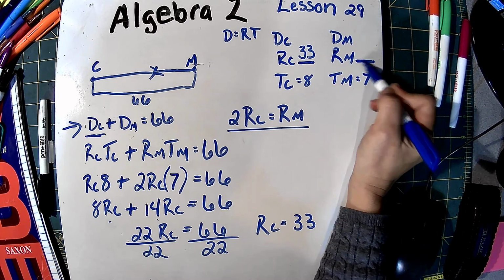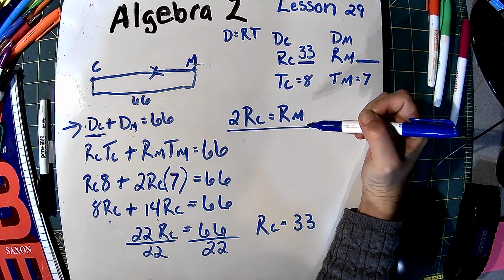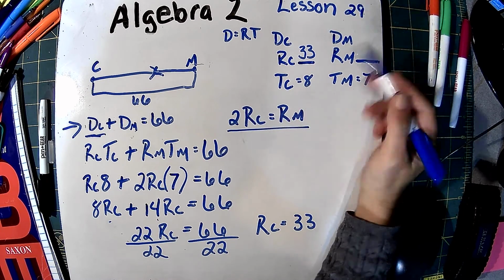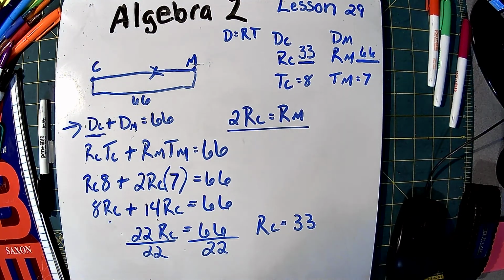We're not done yet. We still have to figure out the rate of the Marshall. That means that the rate of the Marshall is double the rate of Chester. That should be 66. Let me double check that in my answer key here and make sure that I am right. So I didn't look that one up.